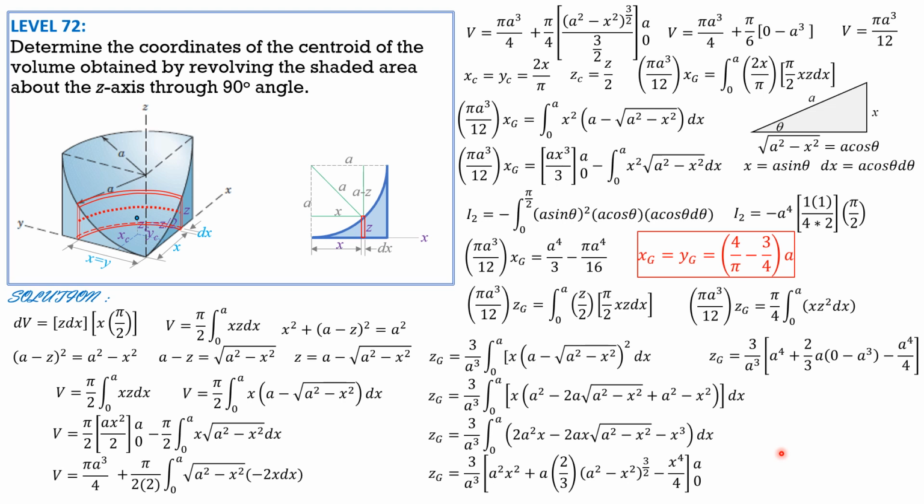Substituting limits, we have g sub z equals 3 over a cubed, quantity a to the 4th plus 2/3 a, then 0 minus the lower limit a cubed, so minus a cubed, then this is minus a to the 4th over 4. Of course, after we substitute lower limits, we have finished this, then this is 0, this is also 0. So combining and simplifying, g sub z is equal to a over 4. So that's it for this problem, a challenging problem.